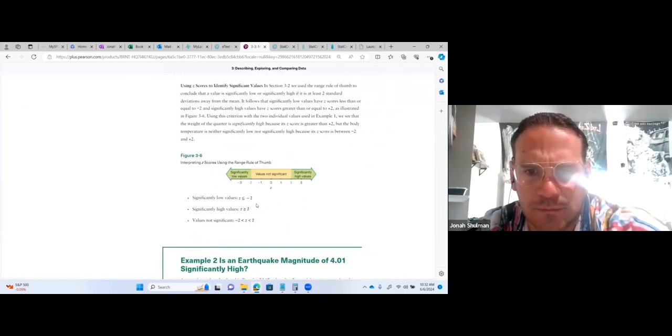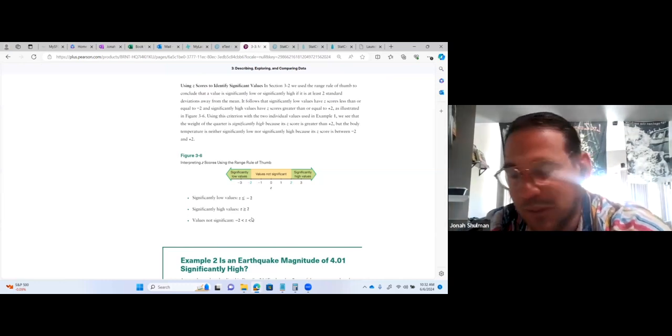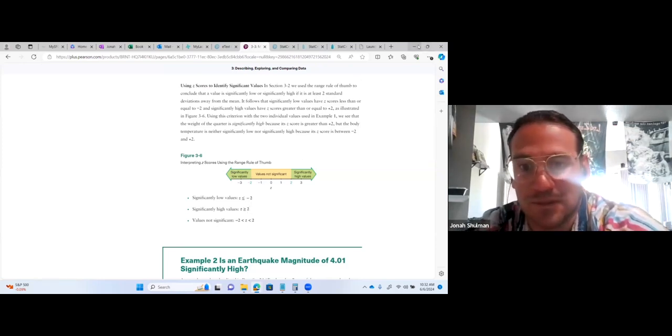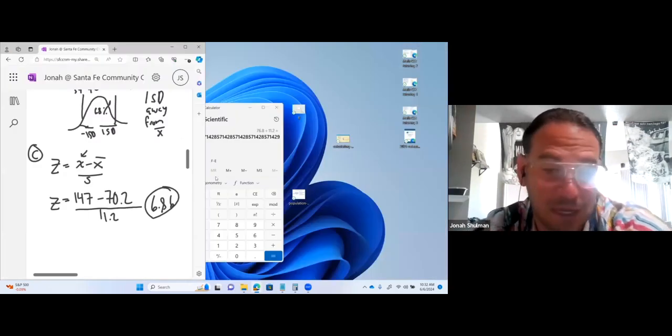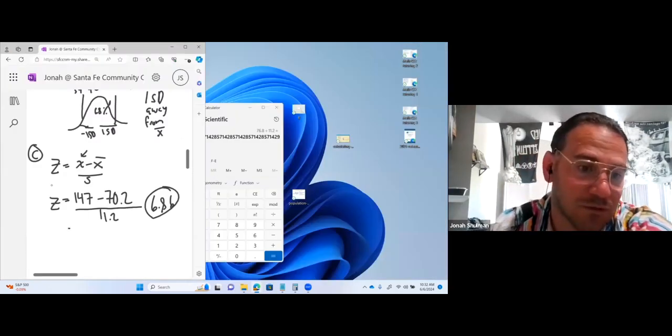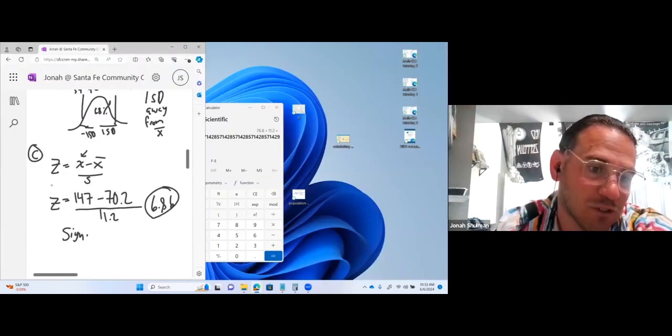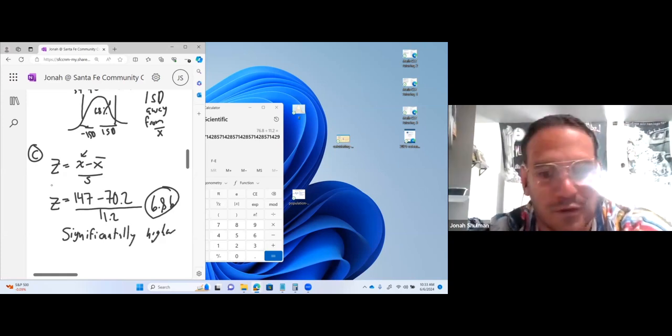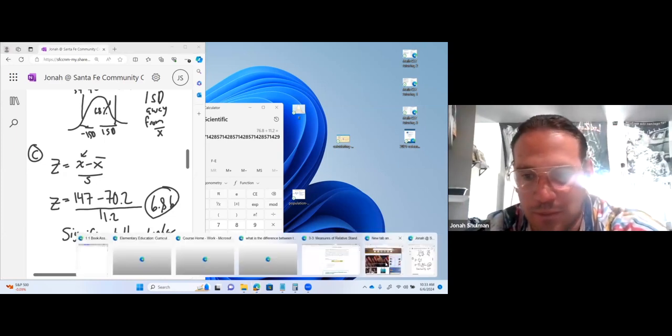All right. If it is bigger than 2, is 6 bigger than 2? Oh, yeah. It's way bigger than 2. If it's less than -2... but yeah, it's a significantly high value. It's the highest one that they've recorded, so you know it's going to be this, but I just wanted to show you on the chart. Ta-da!